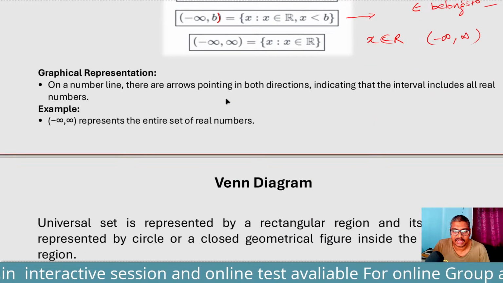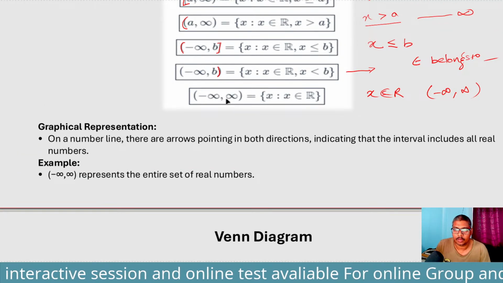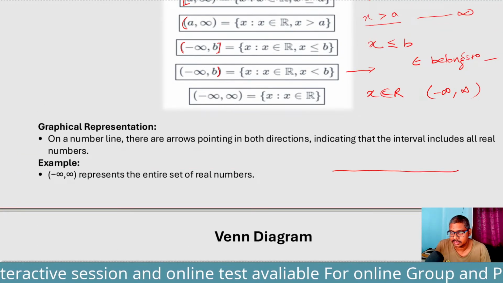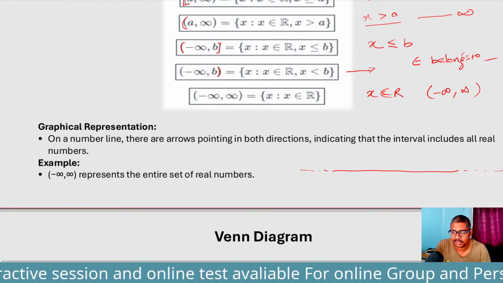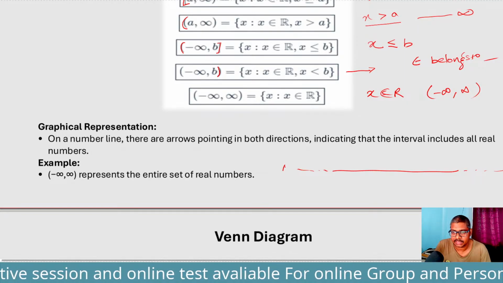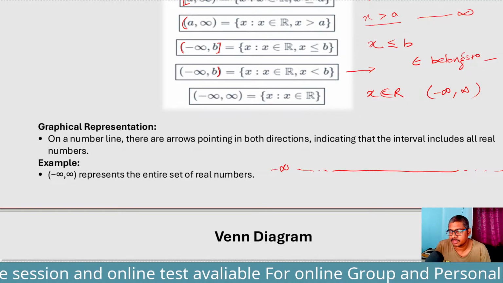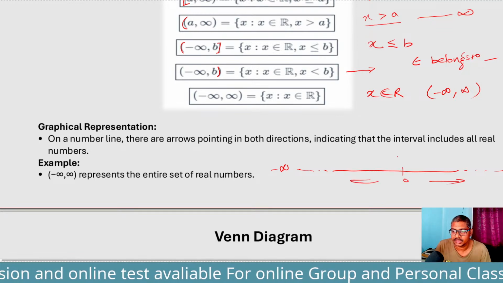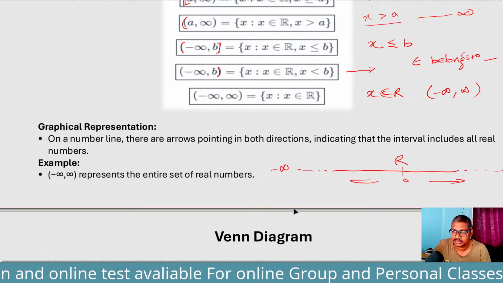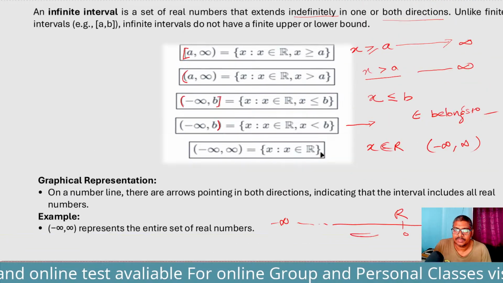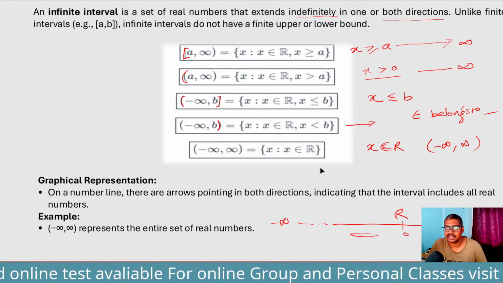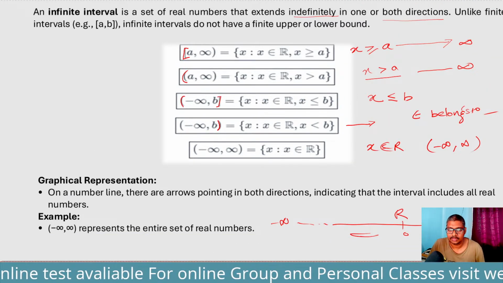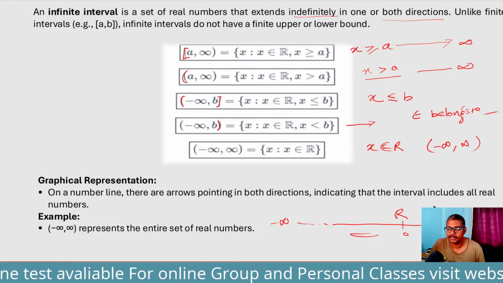When you see the graphical representation, you can just keep all directions open. Any numbers, dot dot dot, it's open, right? So this is our minus infinity, this is our plus infinity. Both sides are open. This is our real number interval. Okay, so we will do the Venn diagram in our next class. For today we are stopping here. Okay.